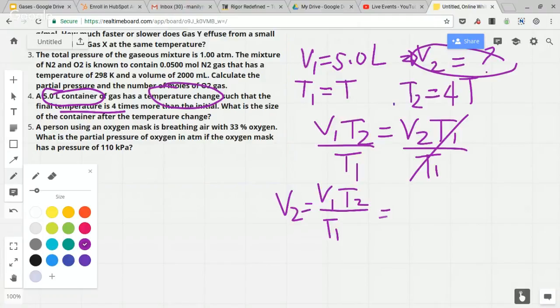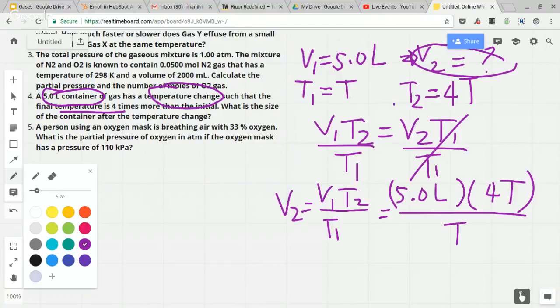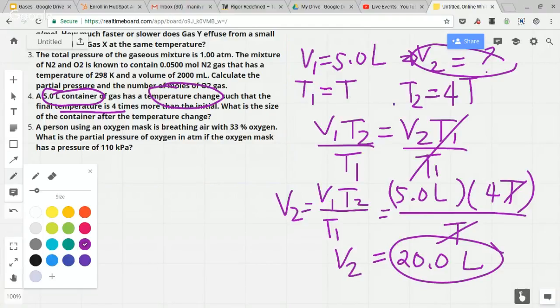So what's our V1? V1 is 5.0 liters. T2 is 4 times T, and divided by T1, which is just T. And if you've noticed, T gets cancelled out. So you're left with 5 liters times 4. You'll get 20.0 liters. And that is the answer for your V2.